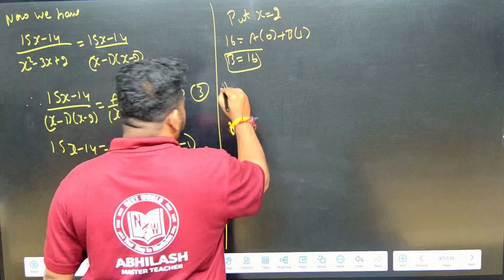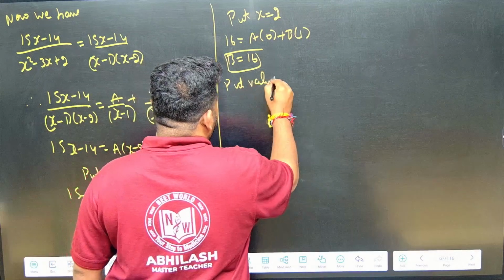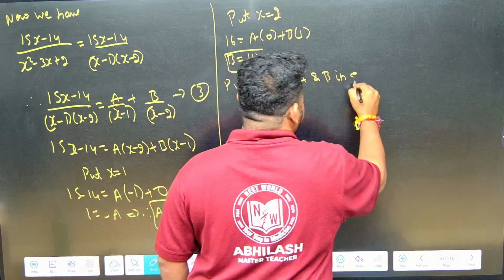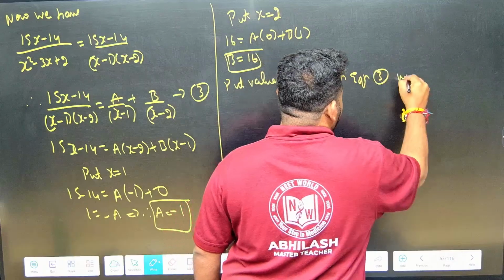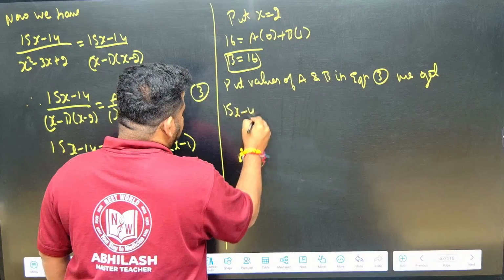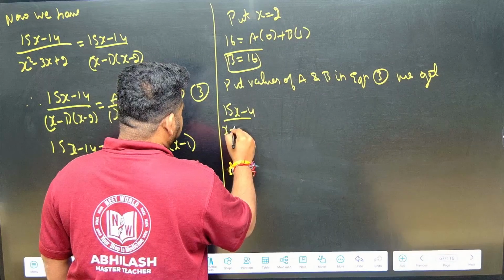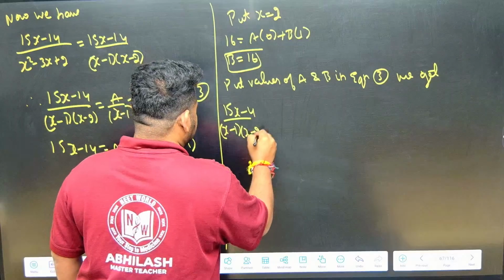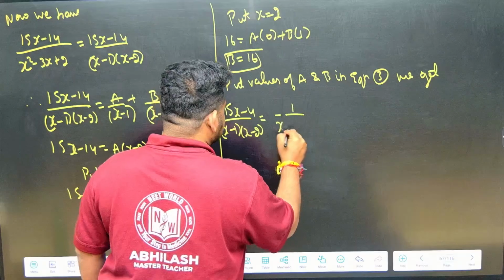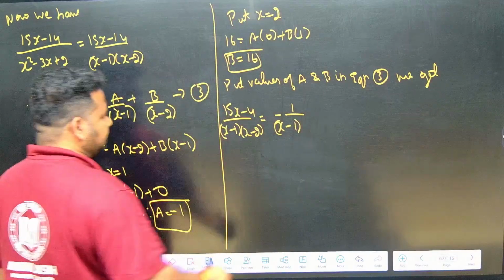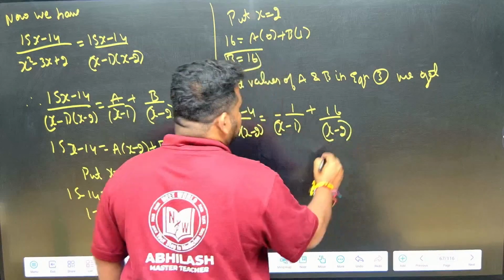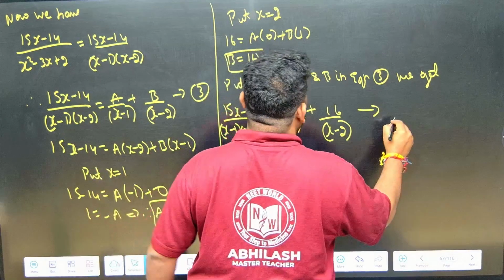Now putting values of a and b in equation 3, we get 15x minus 14 by x minus 1 into x minus 2 is equal to, I can write, a is minus 1, so minus 1 by x minus 1 plus b is 16, so 16 by x minus 2. Let this be equation 4.